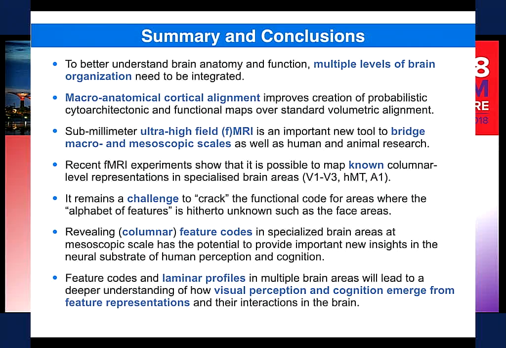But of course, we have a challenge ahead to find out what the columnar code or the features are in areas where we don't know yet the features used by the brain. And the challenge is now to identify these features. And we have shown that this is possible, but it's also possible to separate laminar profiles, which is important to understand better cognitive processes like attention, top-down activity, completion, and also connectivity, functional and effective connectivity in the brain.